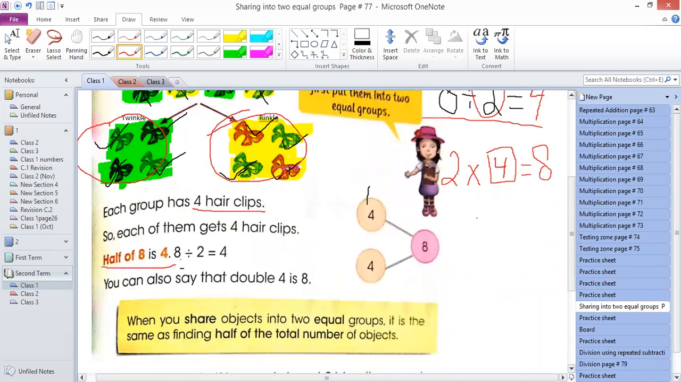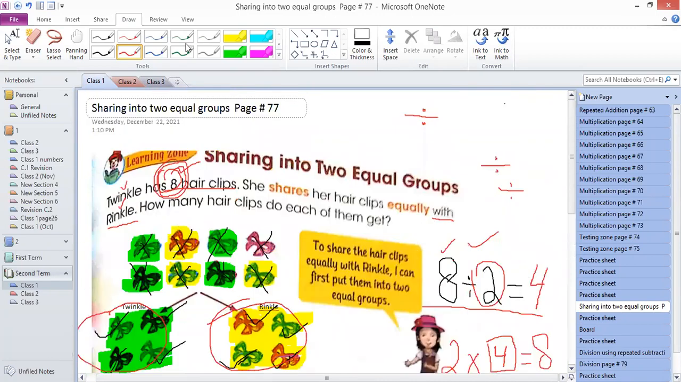Half of 8 is 4, or 8 divided by 2 is 4. So guys, whenever you share objects into two equal groups, it is the same as finding the half of the total number of objects. If you remember, in multiplication we used to find the doubles by multiplying by 2. So here we will find the half by dividing by 2.